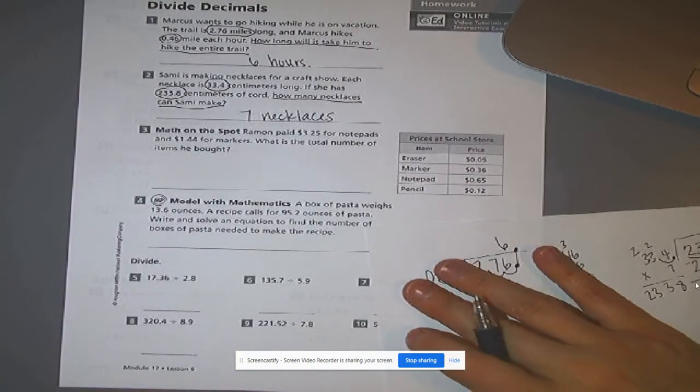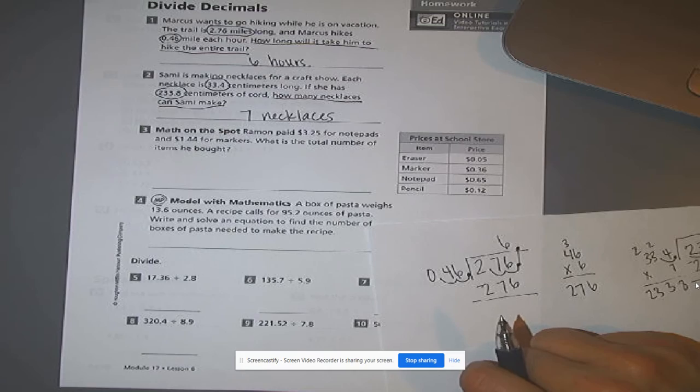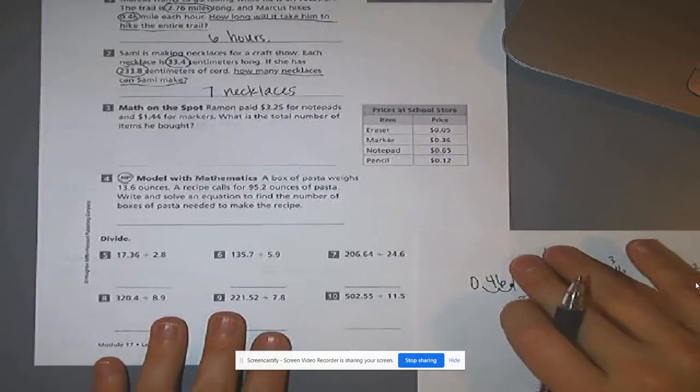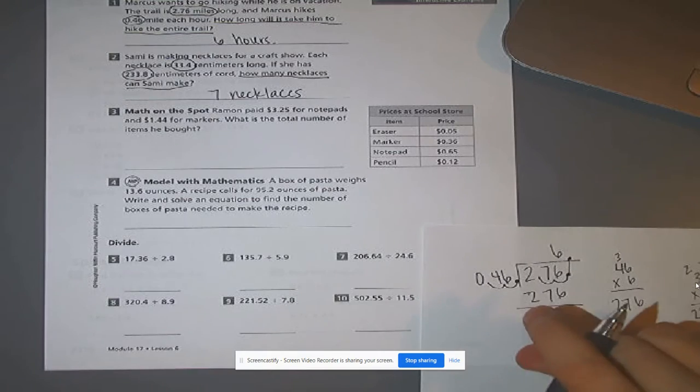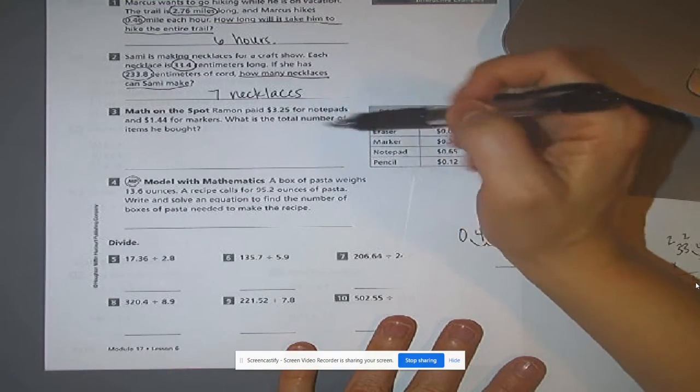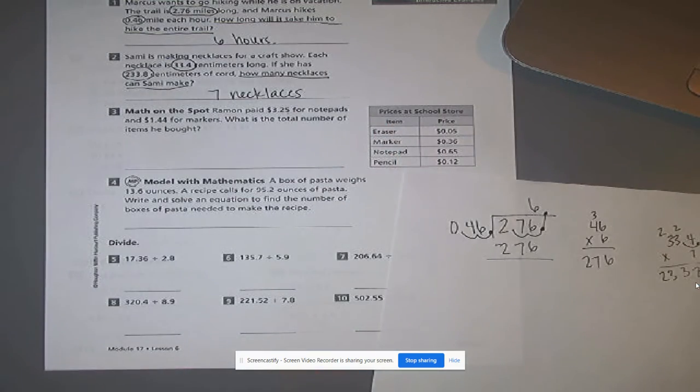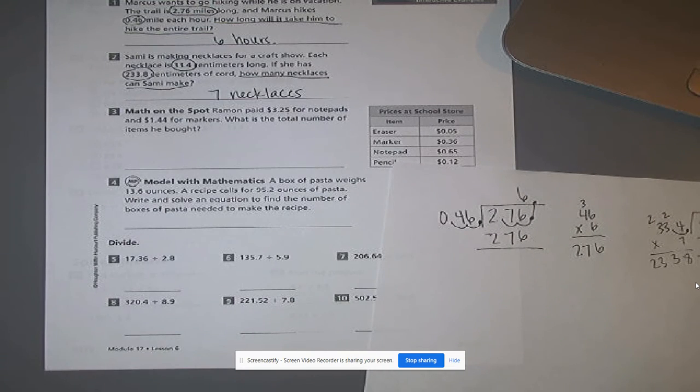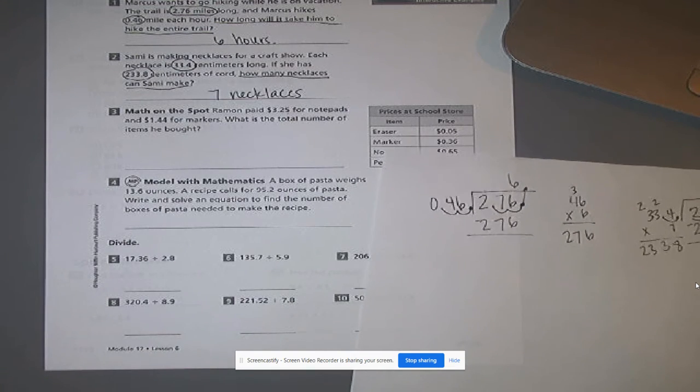Okay, so that is really what we're doing today. The one thing that you need to make sure that you're being aware of is what is being divided, what is our whole that's being divided into groups, and what are our groups.